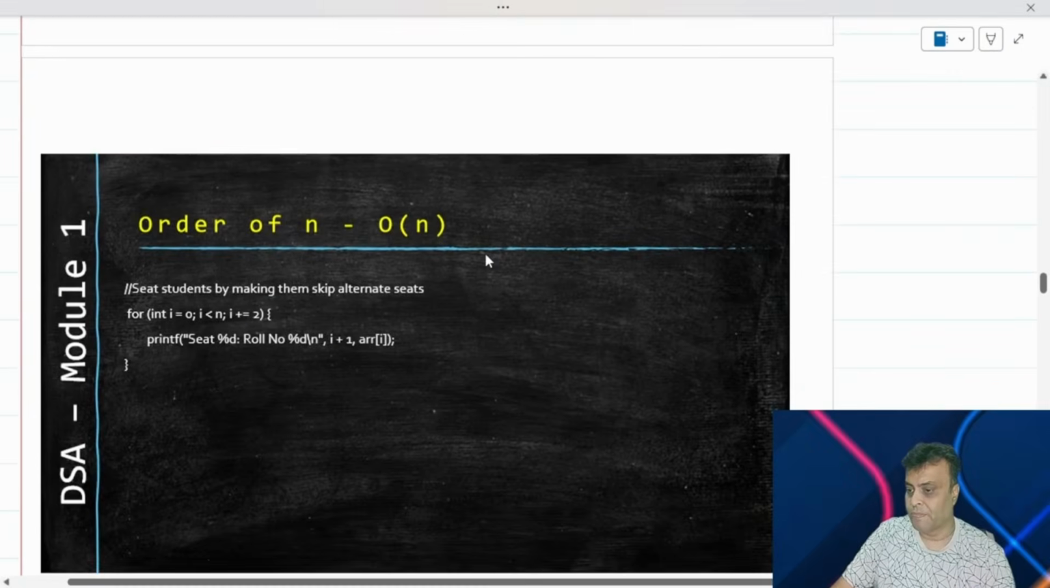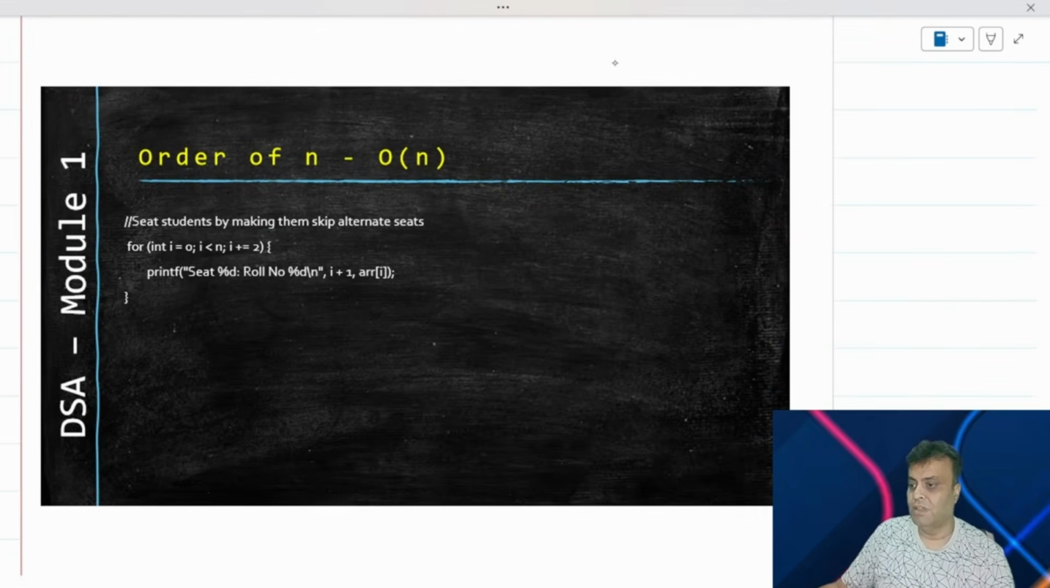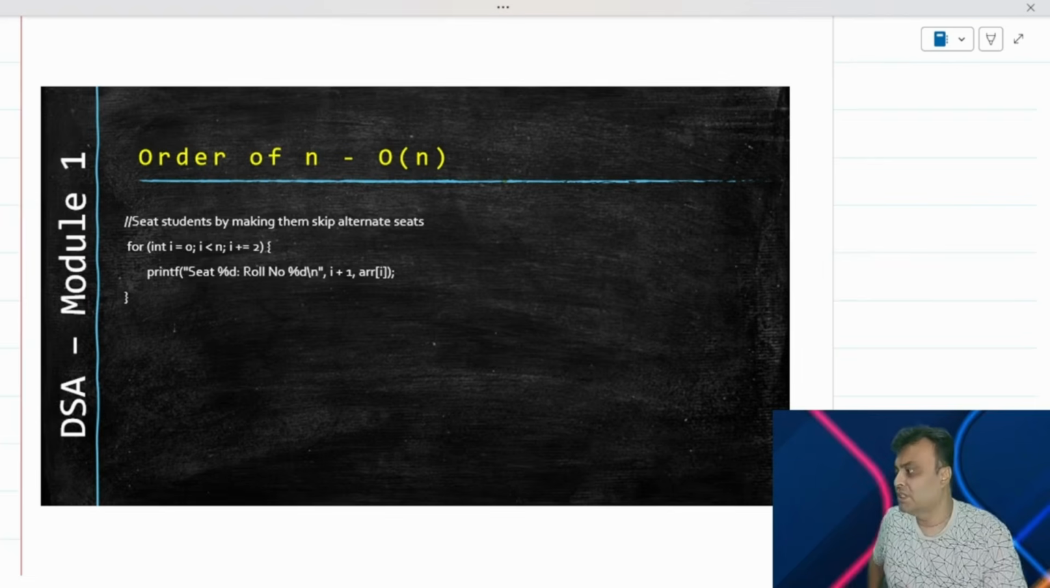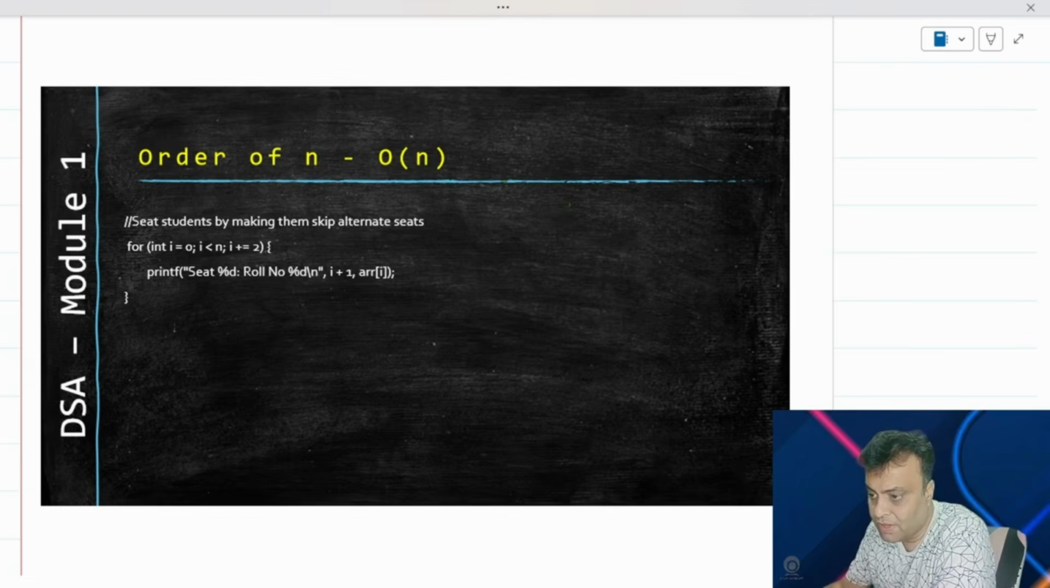Now let us take one more example, where we make students skip seats during an examination, so that they sit in alternate seats. Let us take n as, let's say, 10. How does this algorithm behave is what we want to see. Now int i equal to 0 will execute itself in 1 unit of time. Now i less than n, and remember that we are doing i plus equal to 2.